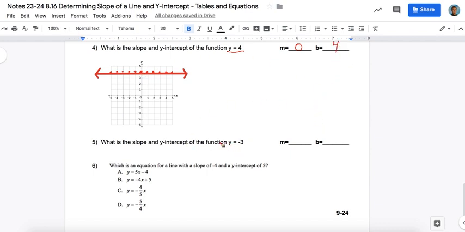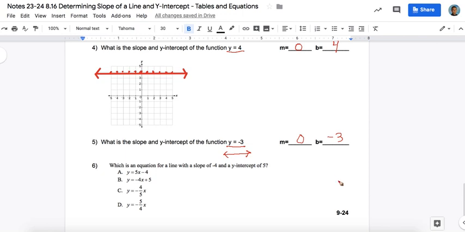Okay, number 5, what is the slope and y-intercept of the function y equals negative 3? So again, if the y is repeating at negative 3, this is going to create a horizontal line through negative 3, which is going to mean that it has what kind of slope if I have a horizontal line? Good, 0. And what point is it going to cross through? It's going to cross through negative 3.